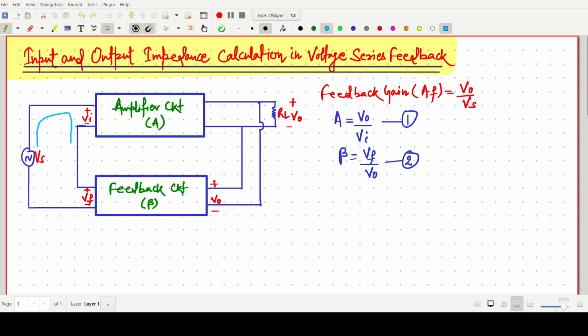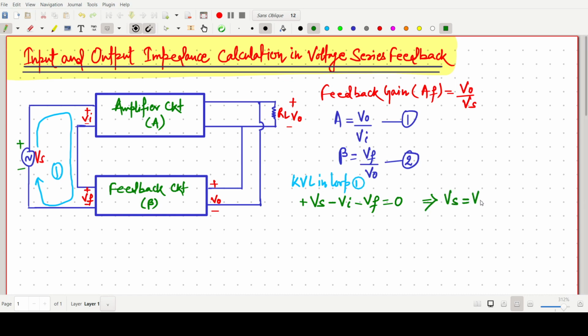KVL in this loop, which is loop 1. So one can easily write plus Vs minus Vi minus Vf equals 0, taking any assumption, or in simple terms Vs is simply Vi plus Vf, say equation number 3. So now we have 3 equations.